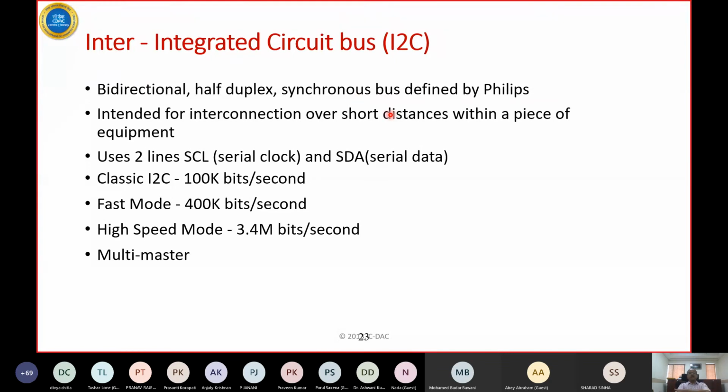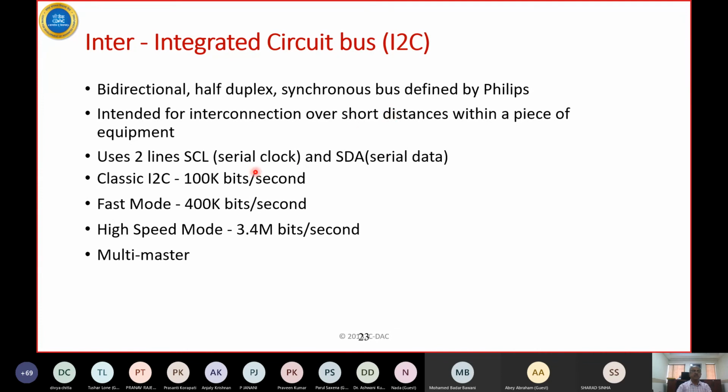So this is intended for short distance within a piece of equipment, which means though today you have hardware available which can take I2C bus out of the box, its original intention was to connect ICs within an equipment. Let's say you have an ECG machine, or an automatic call answering machine. You want to interconnect the devices inside them. Then you would use I2C bus.